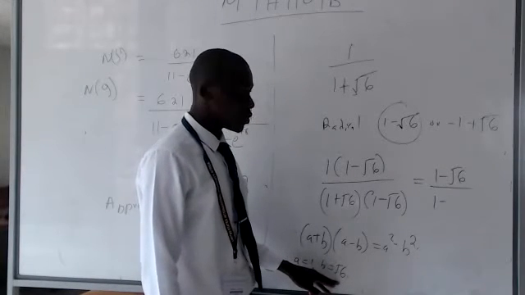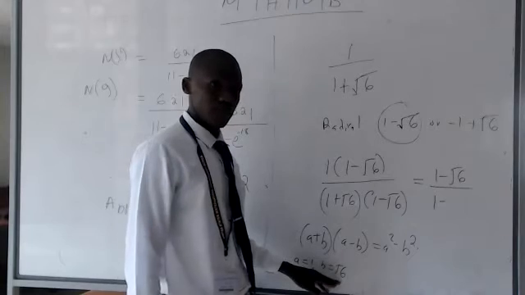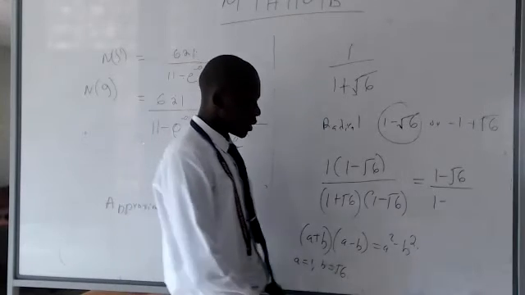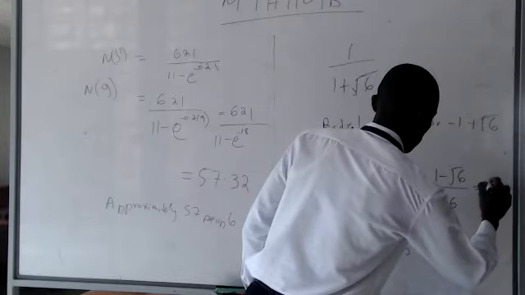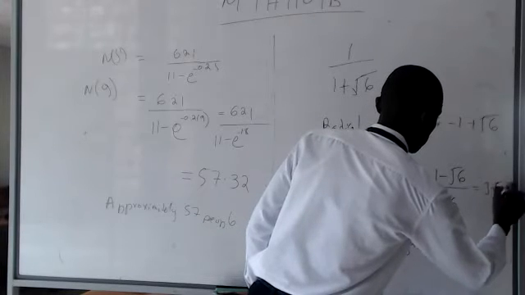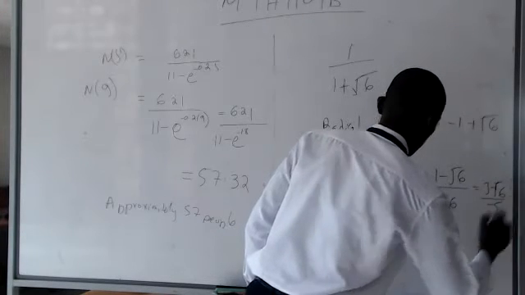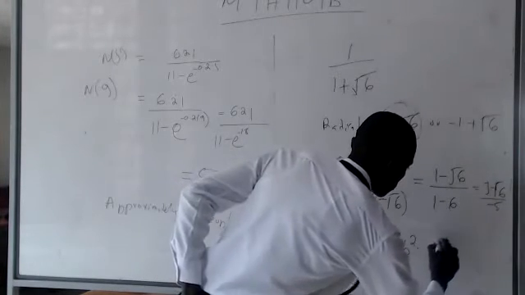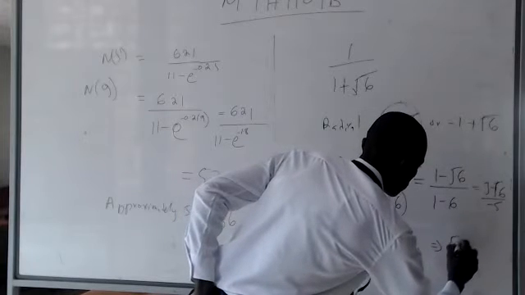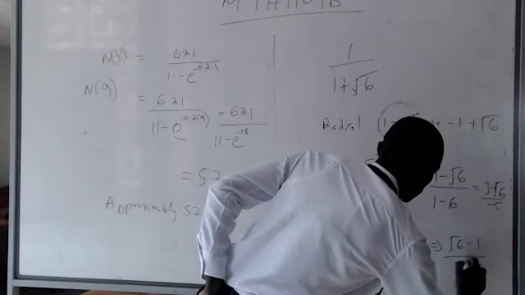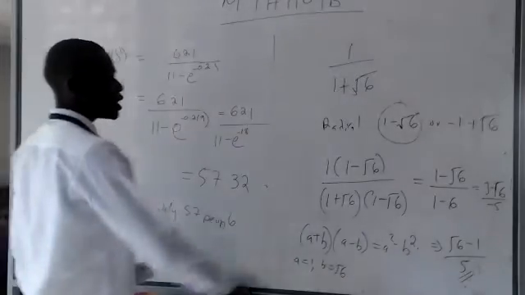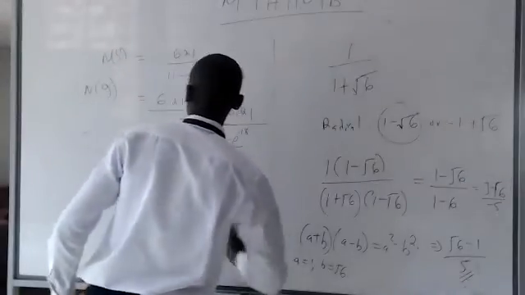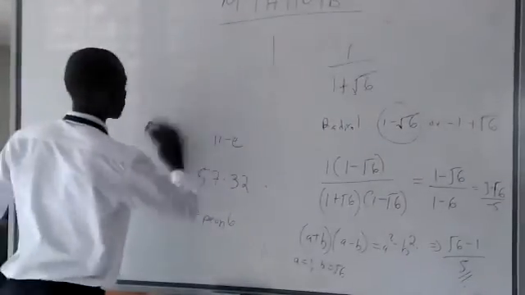So what is B squared? What's root 6 squared? 6. So this should give you 1 minus root 6 divided by negative 5. Or you could give your answer as root 6 minus 1 divided by 5. That is if you choose this as the conjugate radical.